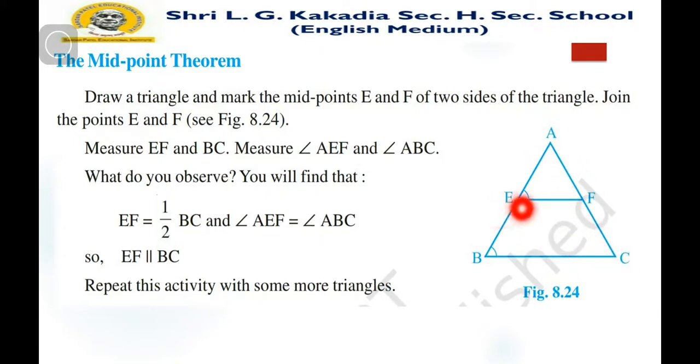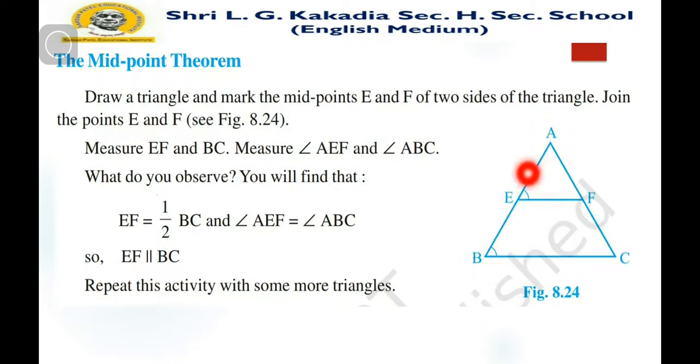We just join E and F. Measure EF and BC. Measure angle AEF and angle ABC. What do you observe? You will find that EF is half of BC, and angle AEF is equal to angle ABC.